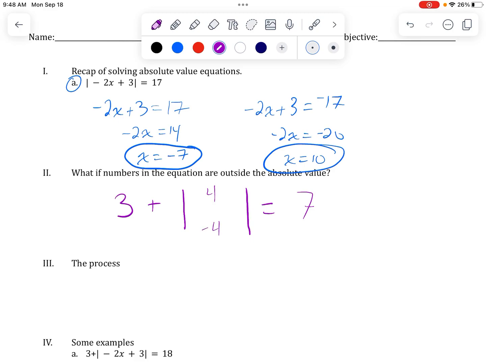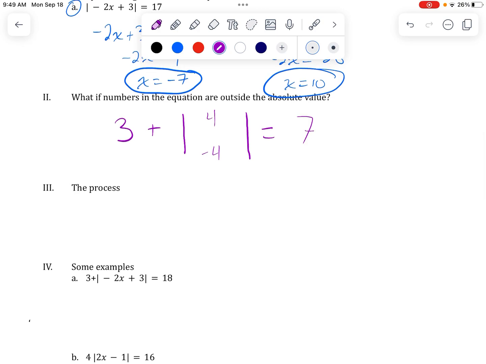And what's interesting there is our equation is actually equal to 7. So usually when you look up for A, we set those two equations equal to 17 and negative 17. Unfortunately for here, we can't do that. So what is the process here? Well, the process is going to be really simple, okay? You are going to get the absolute value alone first by adding, subtracting, multiplying, and dividing other numbers, okay? And then you're going to set up two equations, okay?